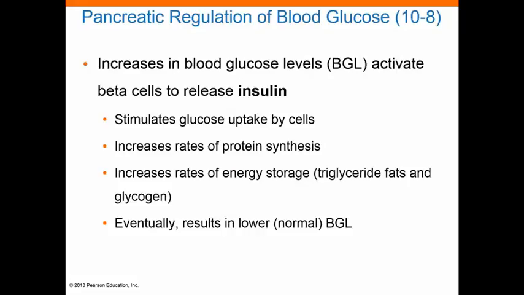Now, glucose is the preferred energy source for most cells in the body, and it's the only thing that neurons run on. When blood glucose levels rise, like after a meal, beta cells in the pancreas release insulin. The insulin stimulates cells in the body to take up glucose out of the blood. This glucose is used to make ATP, build proteins, and increase energy reserves in the form of glycogen and fat.